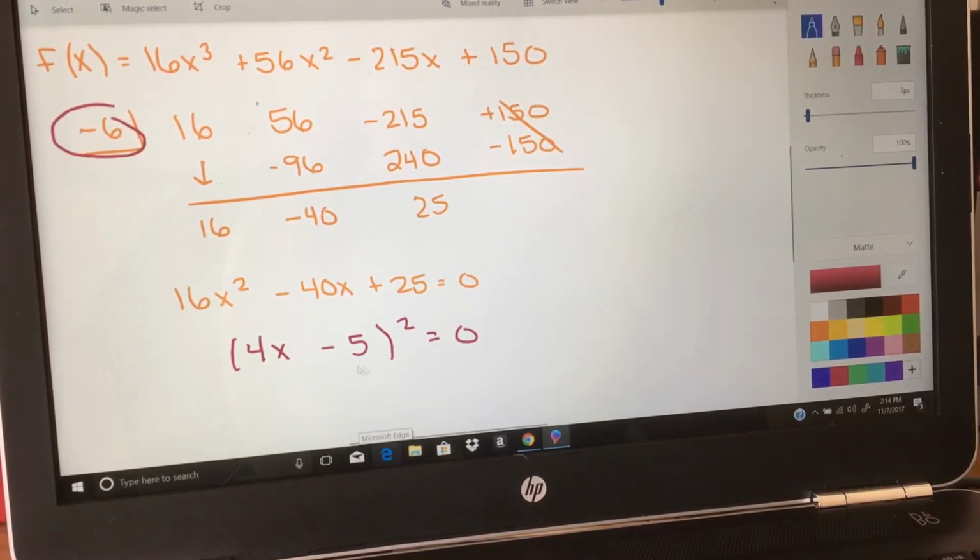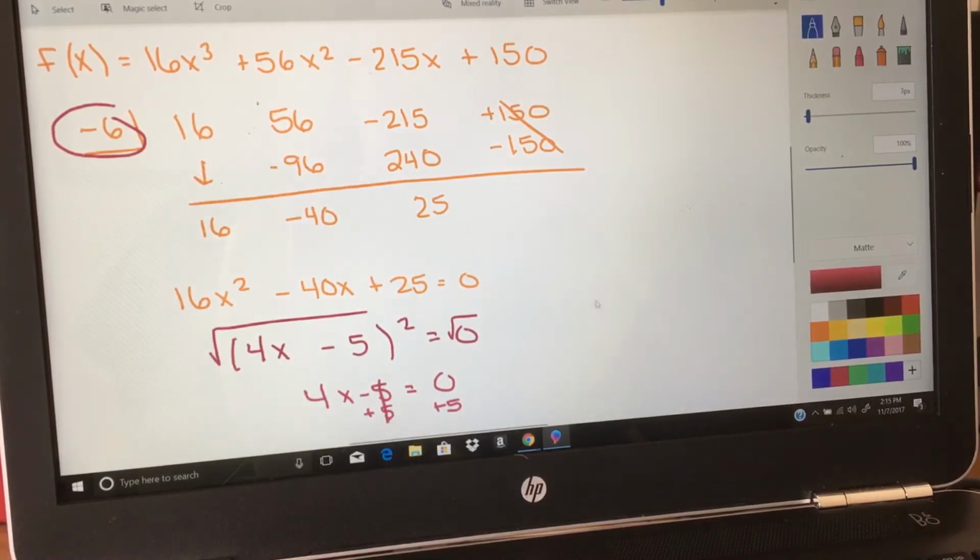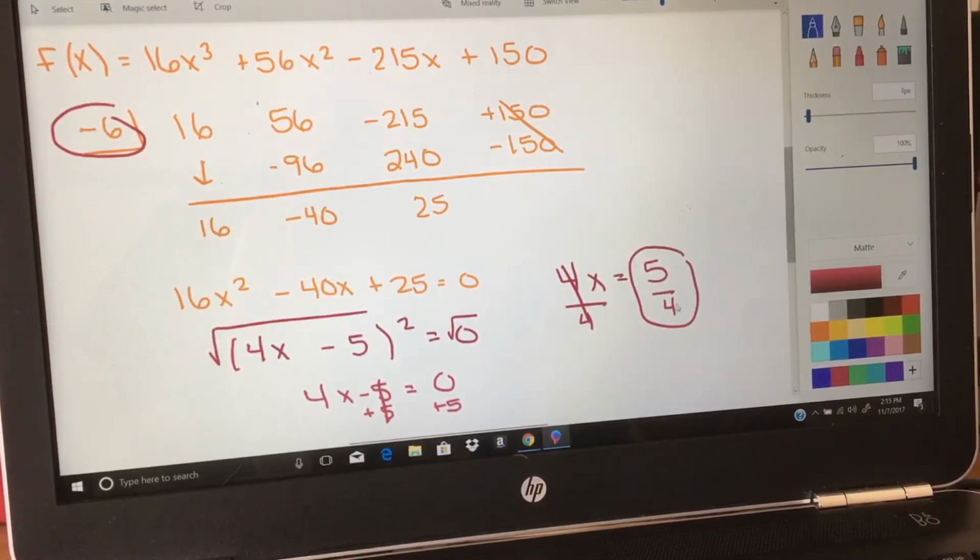To get my other two zeros, I'm going to solve this. I'm going to take the square root of both sides. The square root of 4x minus 5 squared is just 4x minus 5, and the square root of 0 is 0. Then I'm going to add 5 to both sides. That gives me 4x equals 5, and then I'm going to divide by 4, and I get x equals 5 over 4. So I have a zero of -6, and I have a zero of 5 over 4.